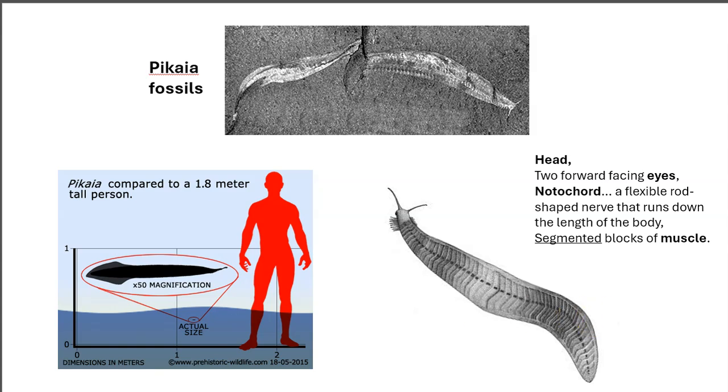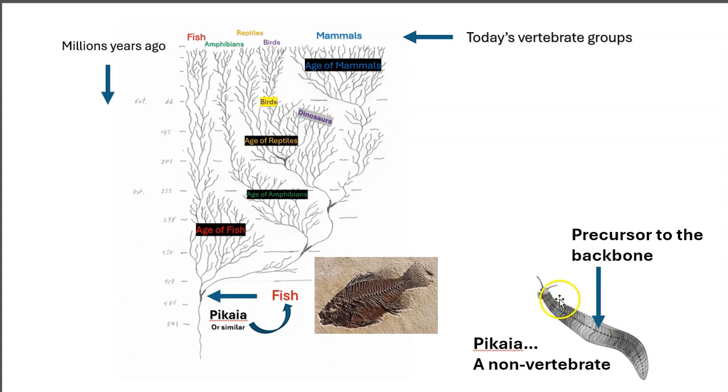So this creature, while small, seemed to be an efficient swimmer, and perhaps that's what gave it success in evading predators. So the idea is that the notochord was the precursor to the backbone. And while Pikaia itself was not a vertebrate, its descendant would be the first vertebrate, a fish with a backbone. So whether it's Pikaia or a species similar to Pikaia, we're talking about the evolution of the backbone at this period of time in the Cambrian oceans.